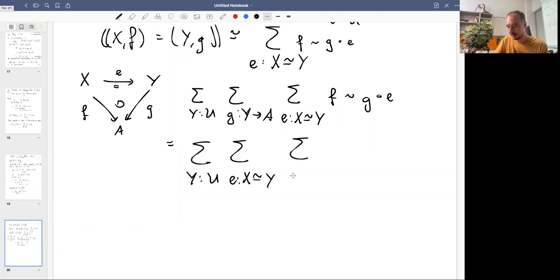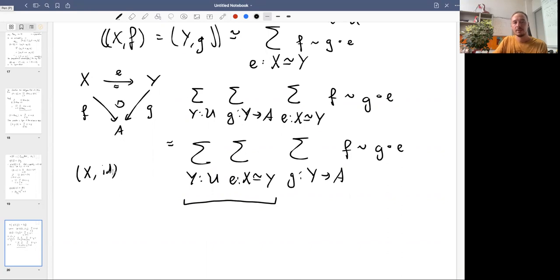Now we have sigma G from Y to A, and then F is homotopic to G composed with E. And here we notice that this here is, of course, contractible, and the center of contraction is X comma id. So we are going to use that center of contraction and contract this out. And that will give us an equivalence here to this type, where we take X for Y and the identity function for E.